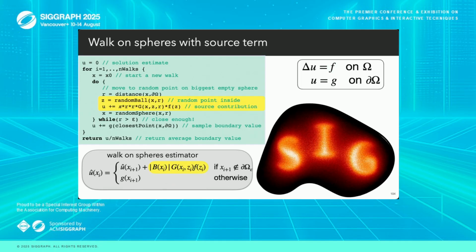So overall, the changes you need in code are actually even simpler. It's just 2 lines of code, right? At every single step, we'll generate a random sample, and then we'll add a contribution to our current estimate. But we're not quite done here.